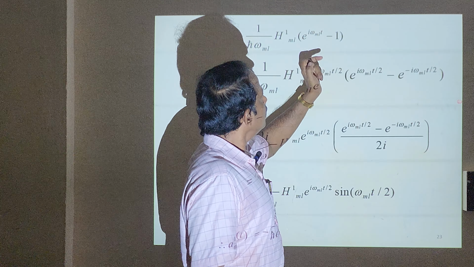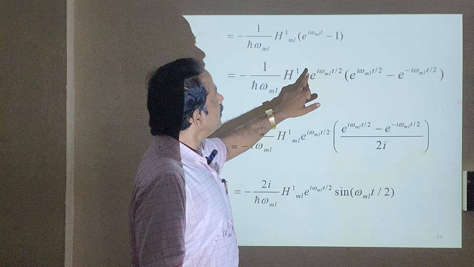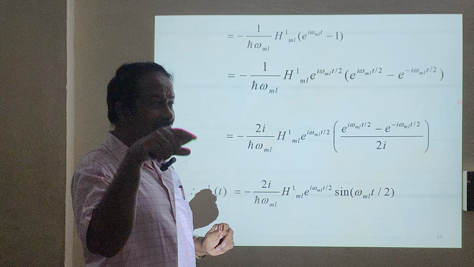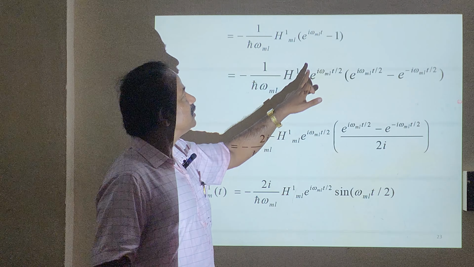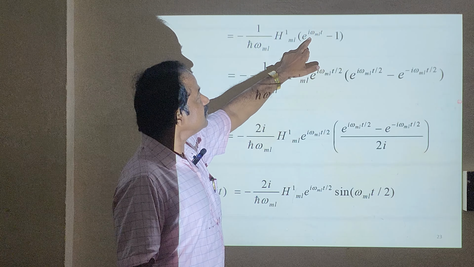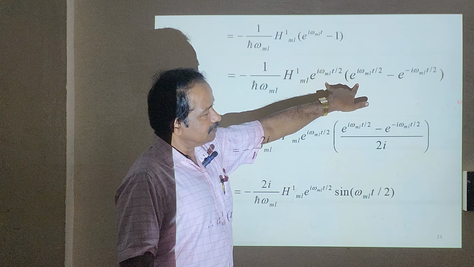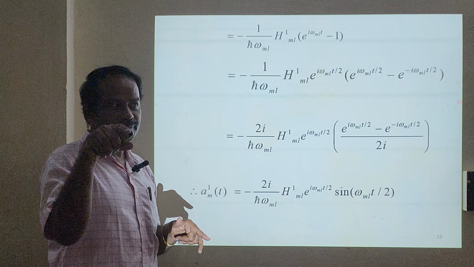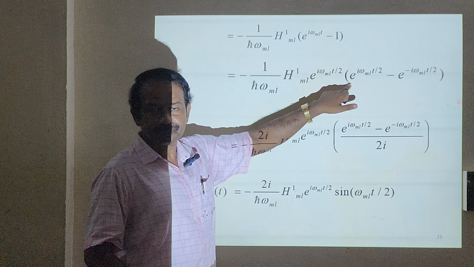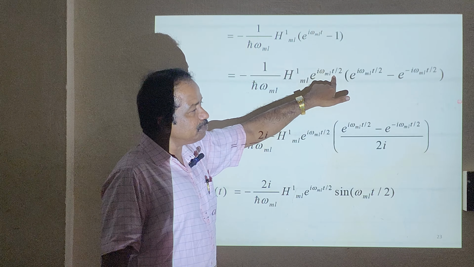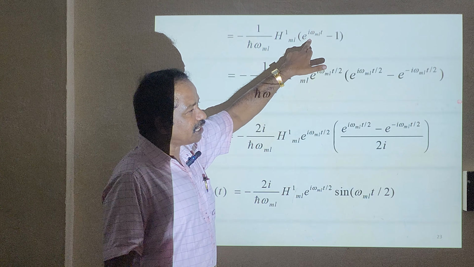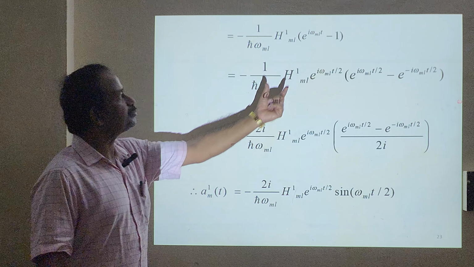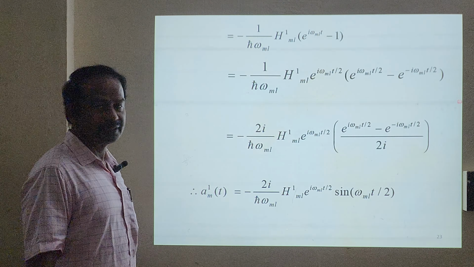Okay. So this term in bracket I can write exactly like this. 1 can be written as e power i omega ml t by 2 multiplied by e power minus i omega ml t by 2. I am going to write the expression e power i omega ml t separately as e power i omega ml t by 2 multiplied by e power i omega ml t by 2. Multiply these two and that will give you e power i omega ml t. Multiplying the other pair will give you 1. So the expression in bracket can be written exactly like this.